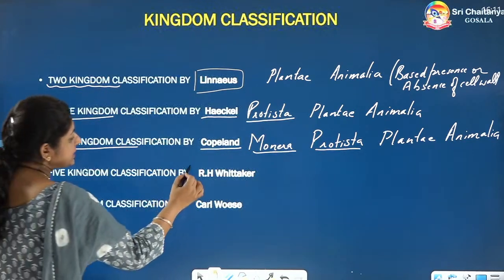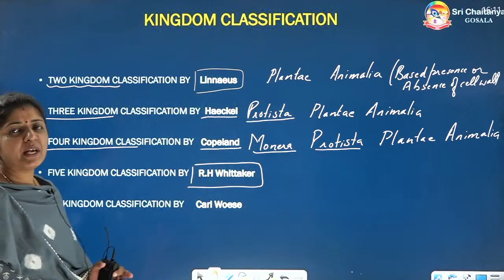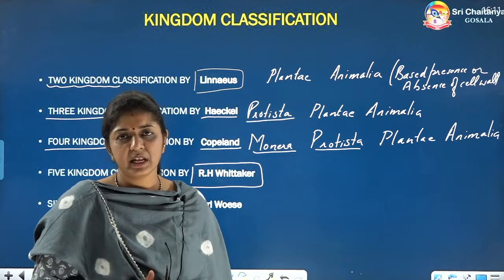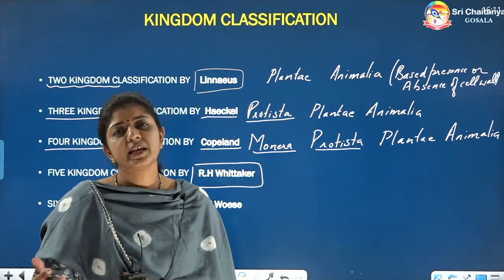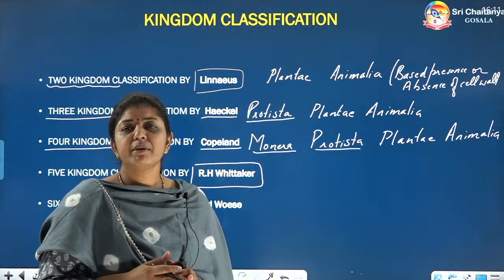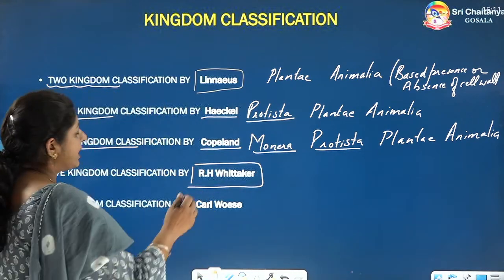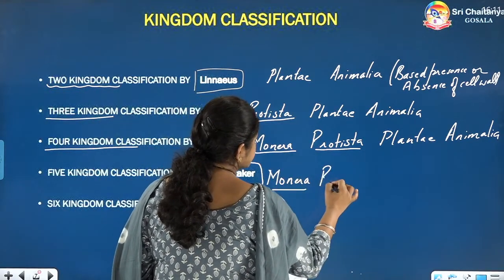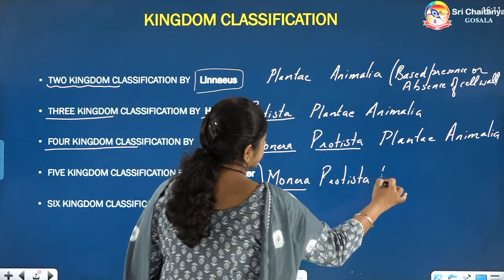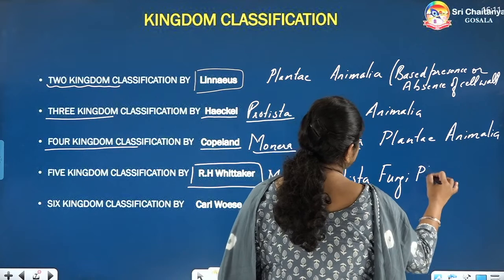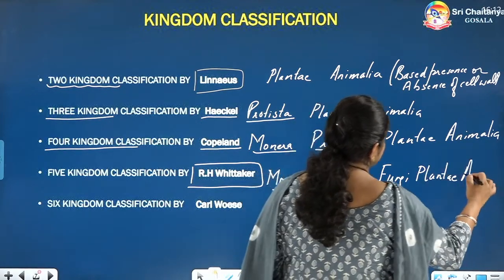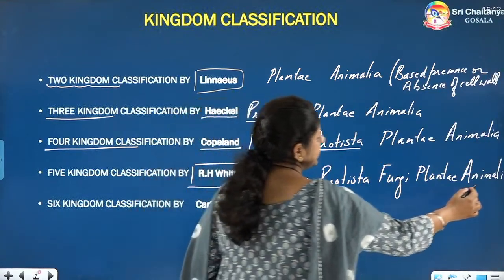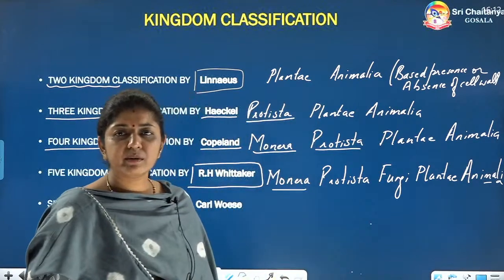Then after this which scientist came? R.H. Whittaker. In your plus one book, this chapter Biological Classification is completely based on R.H. Whittaker's classification. After that more improvements have been there, but in this chapter we will classify based on Whittaker. So according to Whittaker, what came next? Monera, protista already were there, then fungi, then after that Plantae, then the Animalia. So how many kingdoms now were there? In case of Whittaker classification, five kingdoms are there.